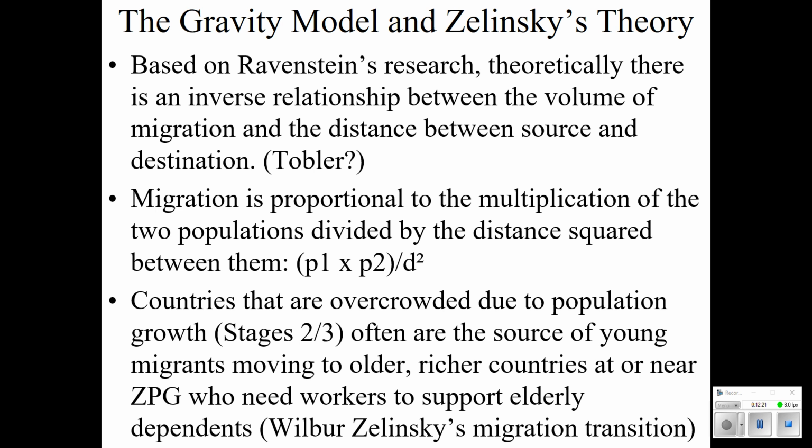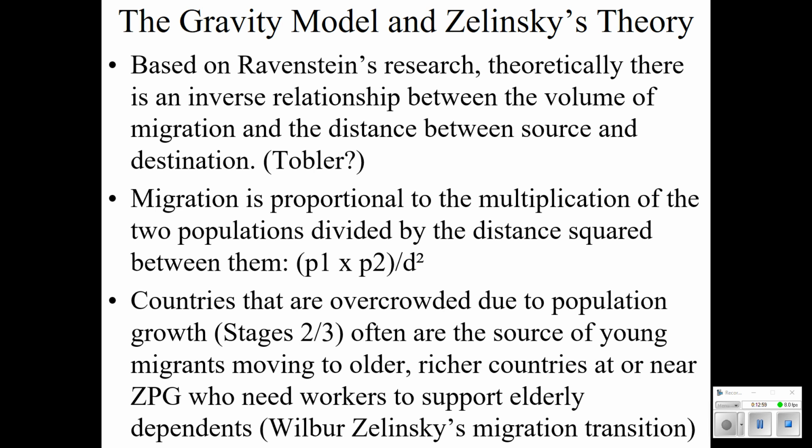Wilbur Zelinsky, a geographer who sadly just died recently, was very famous for this idea of the gravity model and the idea that countries that were in stages 2 and 3, where the economies are improving, but the populations are exploding because birth rates are high and death rates are low, these are always the source areas of these migrations. So if you go back earlier in the slides, when I showed you that map that showed the source area, Mexico, India, China, these are excellent opportunities to understand this principle, Zelinsky's idea.